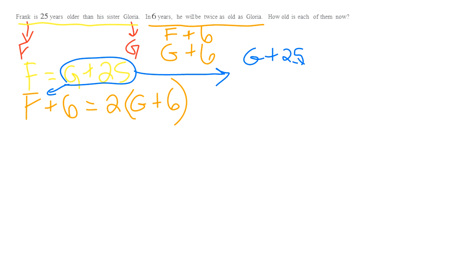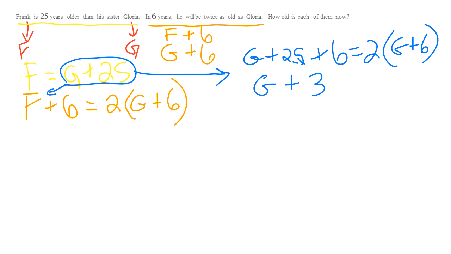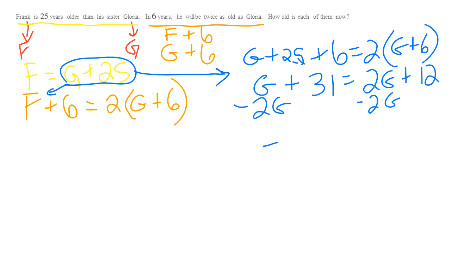Plus 6 equals 2 times the quantity G plus 6. All right, so simplifying here, 25 and 6 is 31. Distribute: 2G plus 12. Minus 2G from both sides. I'm always in the habit of getting my variables on the left, so that's what I do. Subtract 31 from both sides.